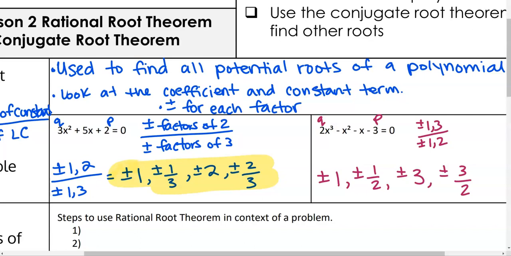Good. So, next question, does the plus and minus matter? Yes. If you just have a list of those without the plus minus signs, you're literally leaving off half of the possible roots of your polynomial, okay? So don't get mad at me when I take points away because you didn't put plus minus. You're leaving out an answer. I have to take points off, okay?